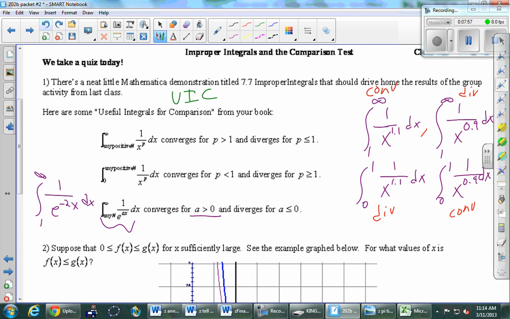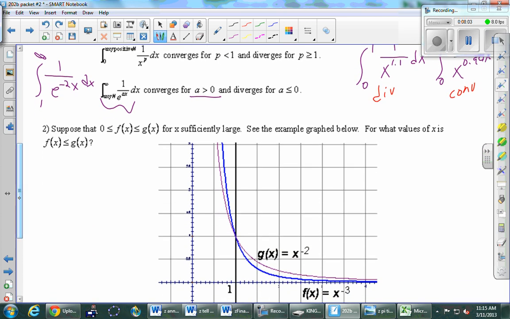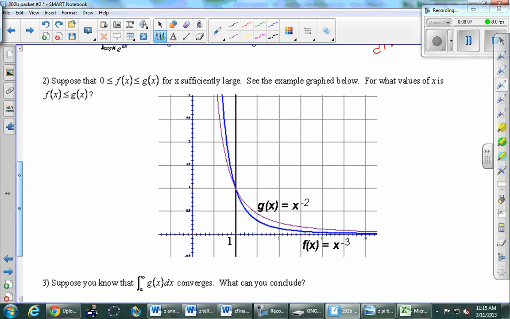So we're going to come back and use these things. So let's see if we can build this comparison test, this theorem. So let's take a look at this picture. And it says here, suppose that 0 is less than or equal to f of x is less than or equal to g of x for x sufficiently large. So some function is always bigger than another one. Which is the bigger function in this picture? X to the negative 2 or x to the negative 3?